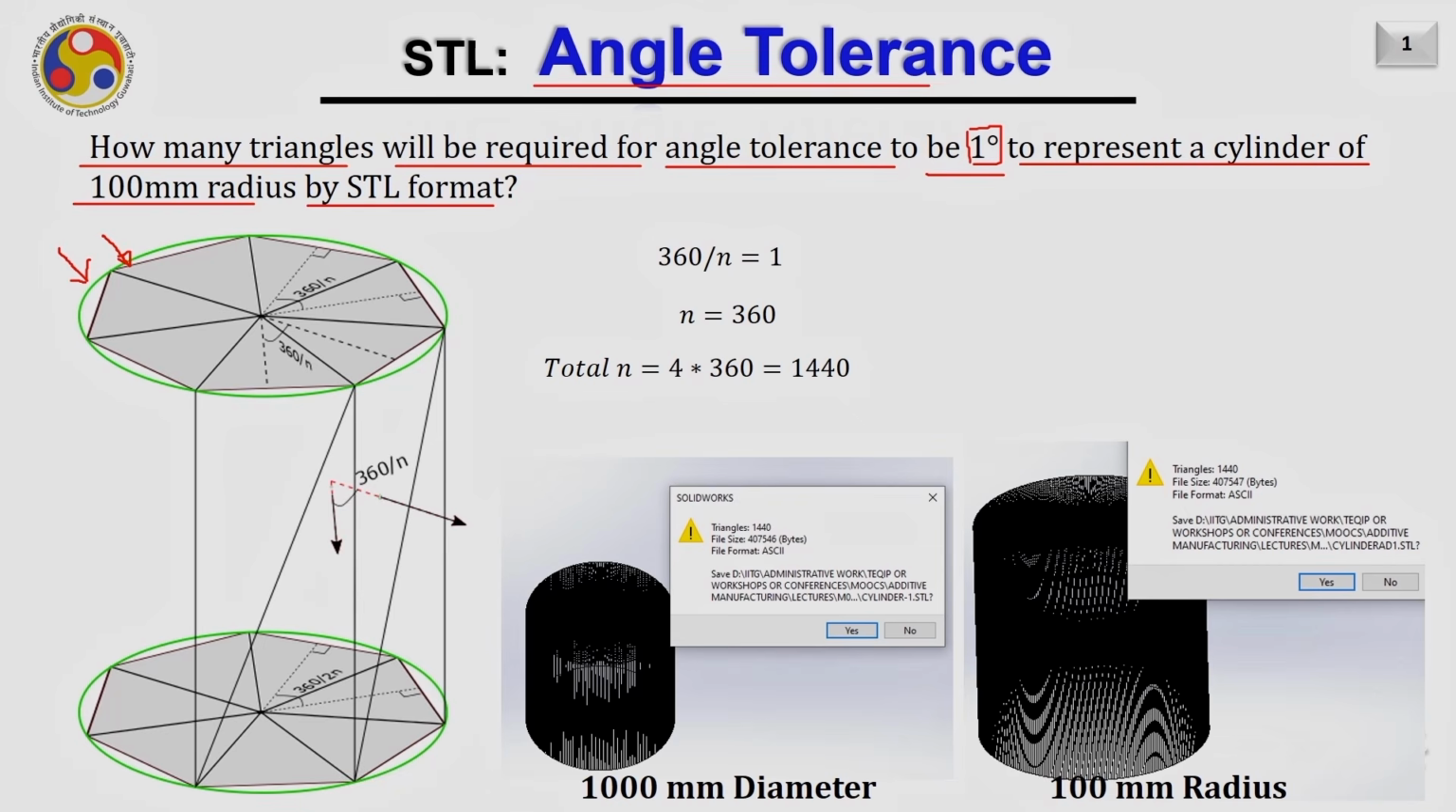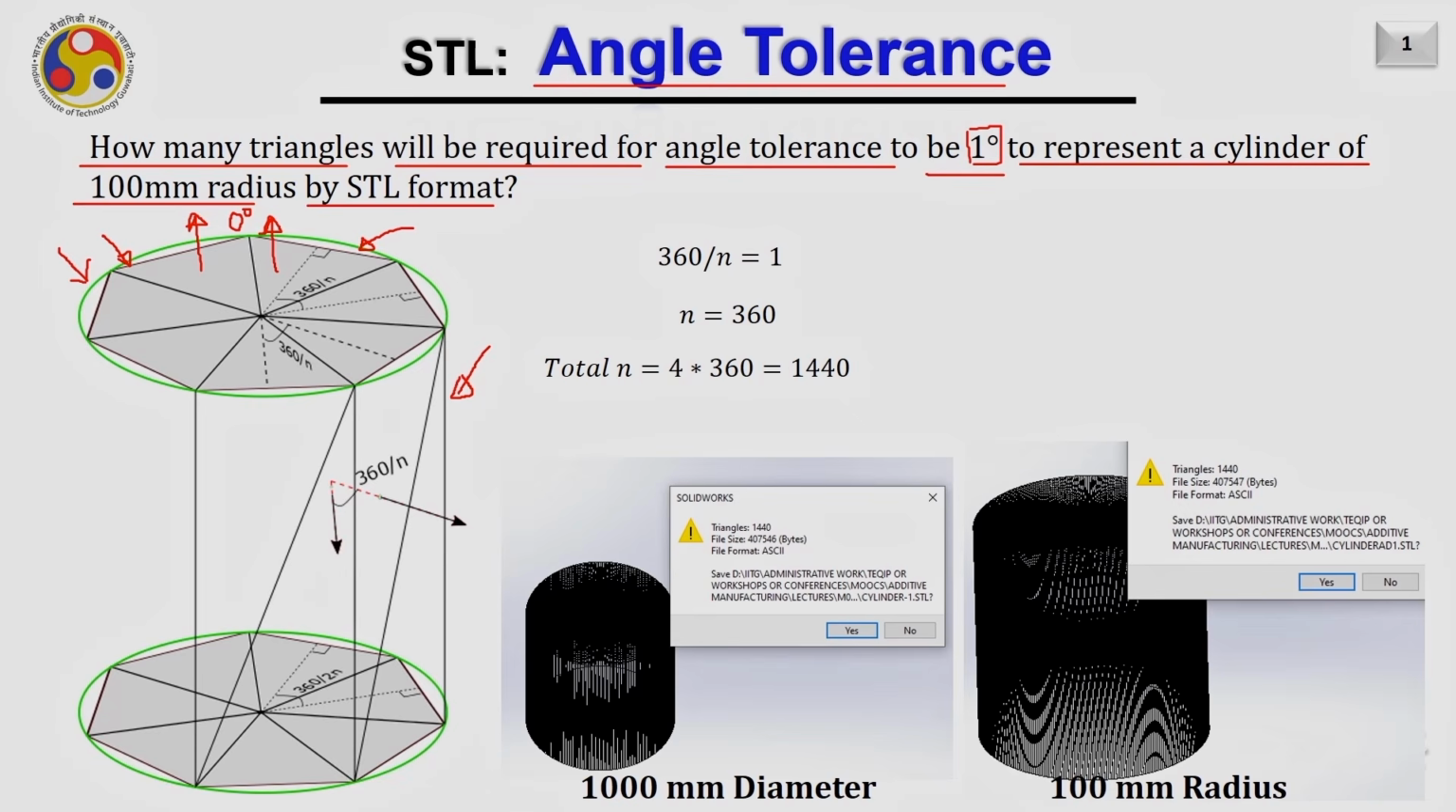Now, what is the angle tolerance? It was discussed earlier as well. It is the angle between two consecutive triangles. For example, if you see the triangles on the top surface, the facet normal of each and every triangle will be vertical, and hence the angle between these two facet normals is going to be 0 degrees. But the triangles representing the periphery of the cylinder, the bottom one, will be at different angles.